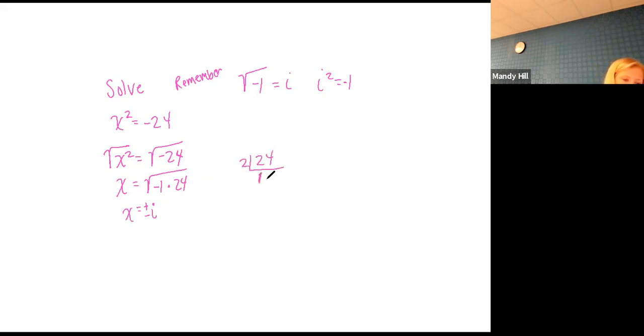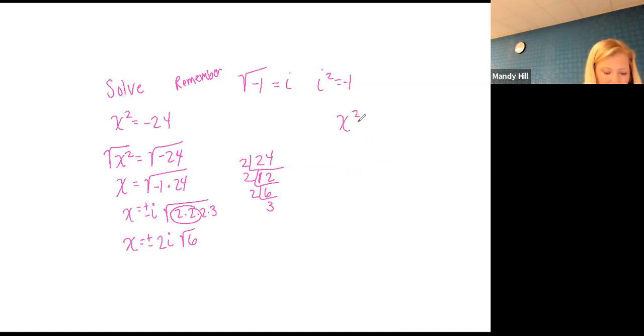24, 2 will go into 24 12 times, 2 will go into 12 6 times, 2 will go into 6 3 times. So we would end up still having 2 times 2 times 2 times 3. We could pull out a 2. So 2i, this 2 is going to come out with this i, and then we would have 2 times 3 left underneath, which would be the square root of 6.